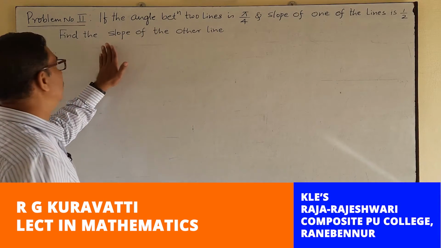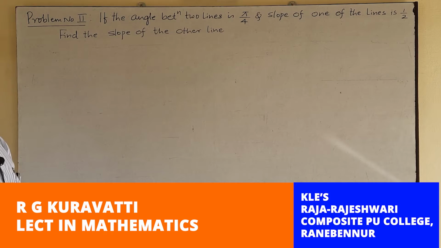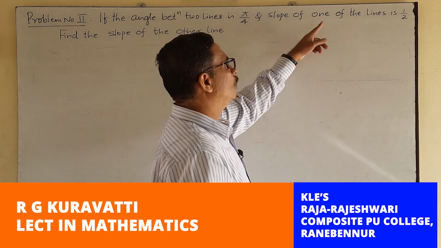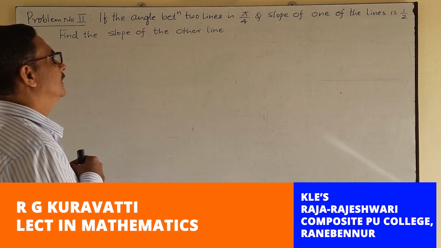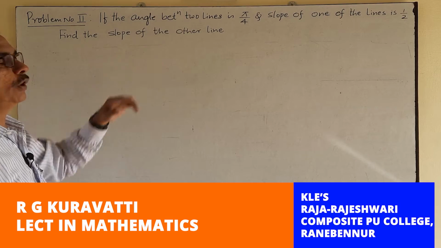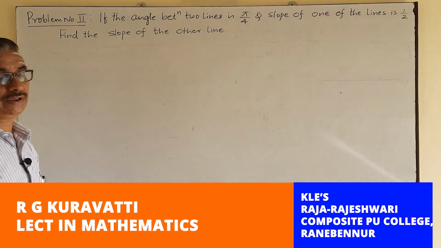Now here, problem number 2, what is that? If the angle between two lines is pi by 4 and the slope of one of the lines is 1 by 2, find the slope of the other line. The angle between two lines is 45 degrees.